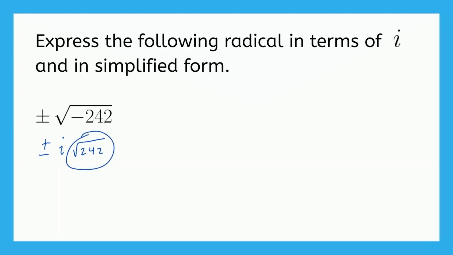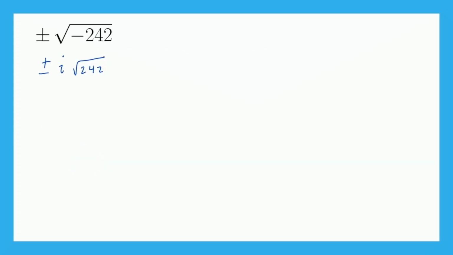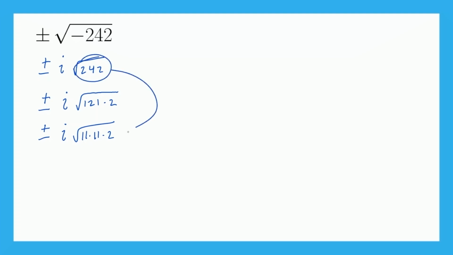Well, let's do a prime factorization. So first of all, we can divide 242 by 2, so we'll get 121 times 2. Okay, perfect. Now we have 121 times 2 inside the radical. So what else can we do? We could say 121 is the same as saying 11 times 11. And there you go. Now we have a prime factorization of 242, which is 11 times 11 times 2, because all of those numbers, 11, 11, and 2, are prime.